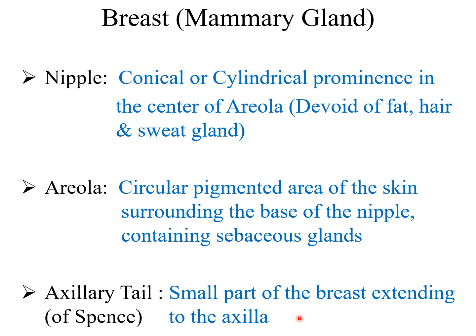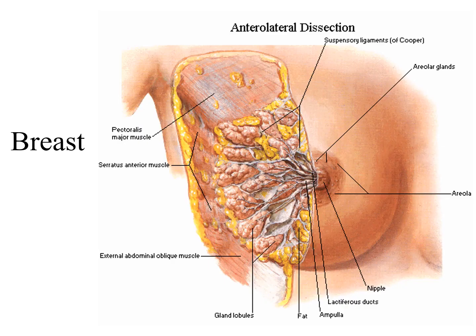So from the most upper and outer quadrant, that is the superolateral quadrant, an extension of the breast tissue goes toward the axilla, and it is named the axillary tail. Spence is the person who identified this, so it is also known as the axillary tail of Spence. So this is the diagram.